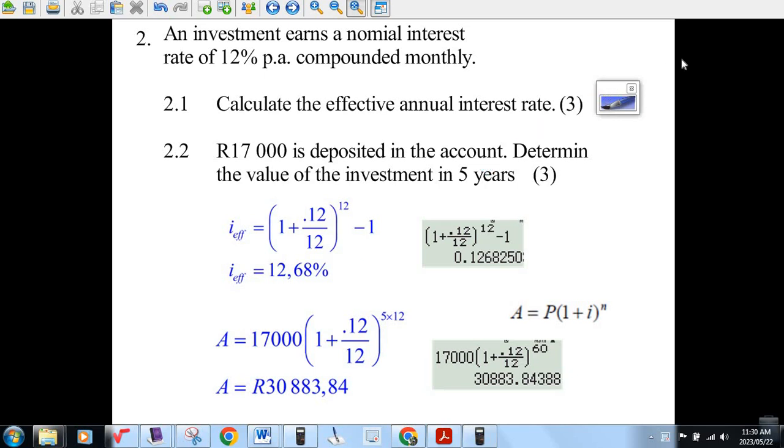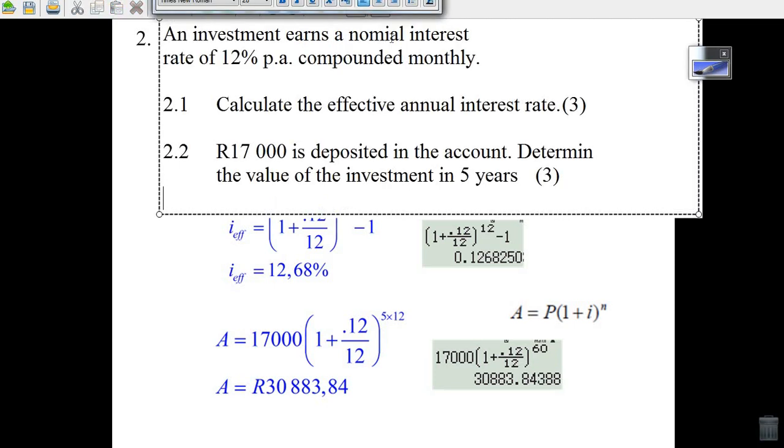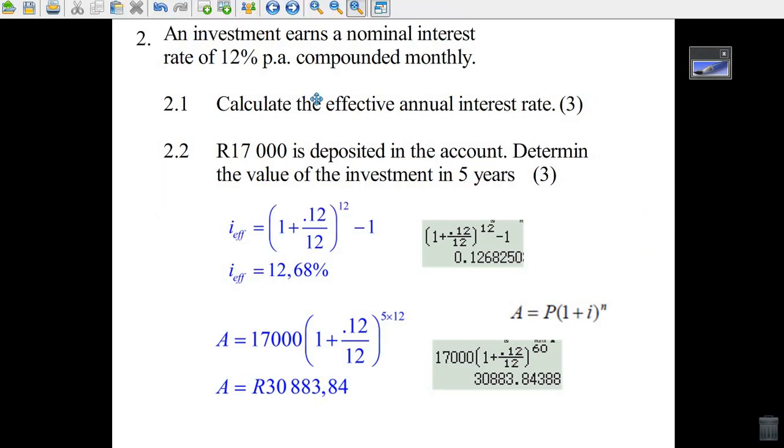Okay, so this is the second financial maths question for the June exam. And here we go. An investment earns a nominal interest rate of 12% per annum compounded monthly. So that's the yearly interest rate per annum. Calculate the effective interest rate.